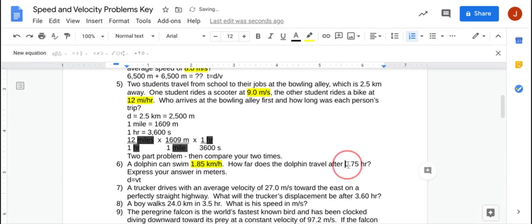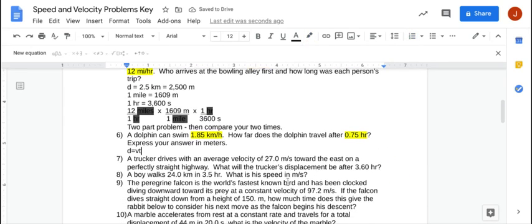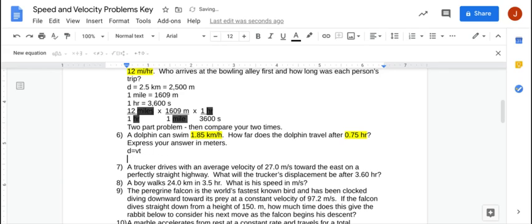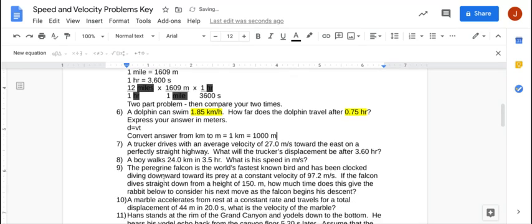Your velocity right here. You have your time right here. So you just plug that in. What you'll have to do is after you get your answer, you're going to convert your answer into meters. So you're going to convert from kilometers to meters. And that is, again, 1 kilometer equals 1,000 meters. That's number 6.